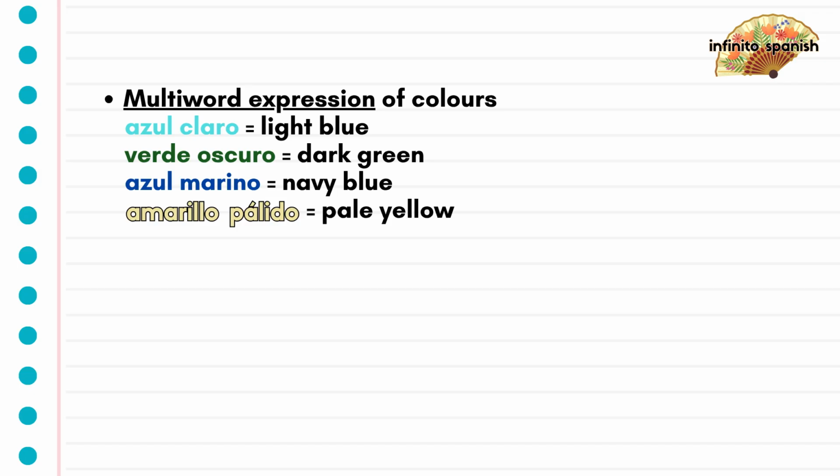Another group is multi-word color expressions. Azul claro, meaning light blue. Verde oscuro, meaning dark green. Azul marino, navy blue. Amarillo pálido, pale yellow.